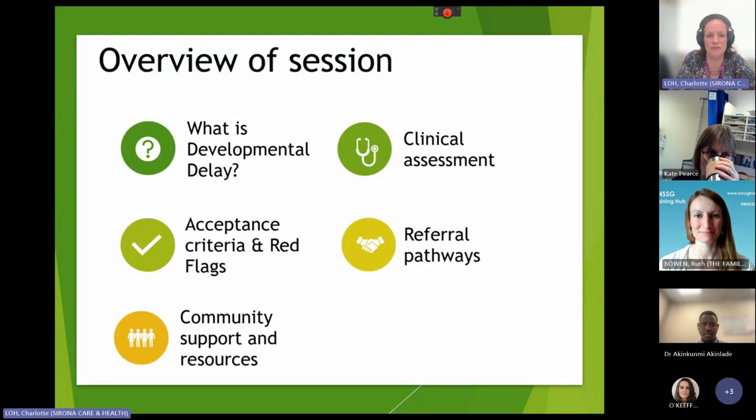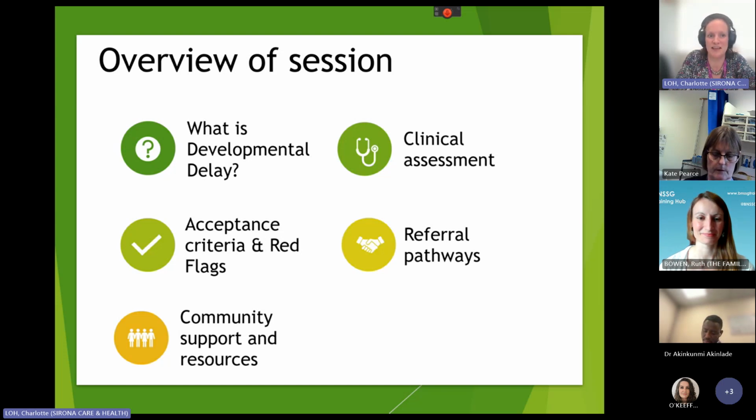So this is the overview of the session that we're going to cover. I'm going to briefly talk about what developmental delay is, then go on to clinical assessment for this, think about acceptance criteria and red flags, referral pathways, and then community support and resources. And each of those 5 sections, I'll give a little pause after the section in case you've got any questions. But if you just write them in the chat as we go along, Ruth's going to keep an eye on that.